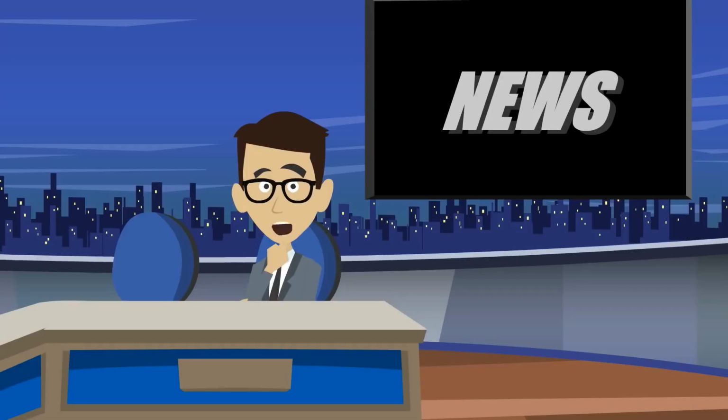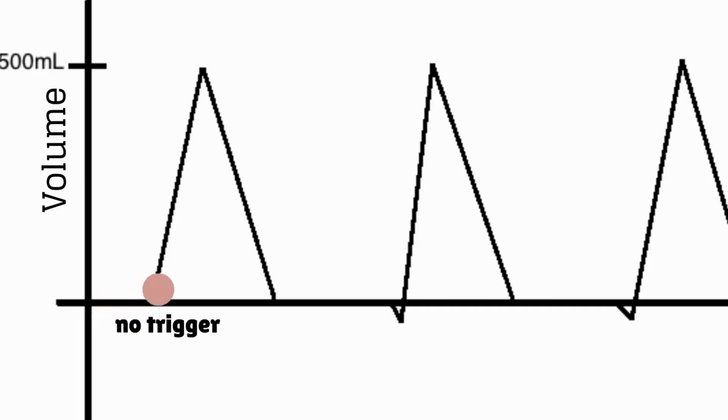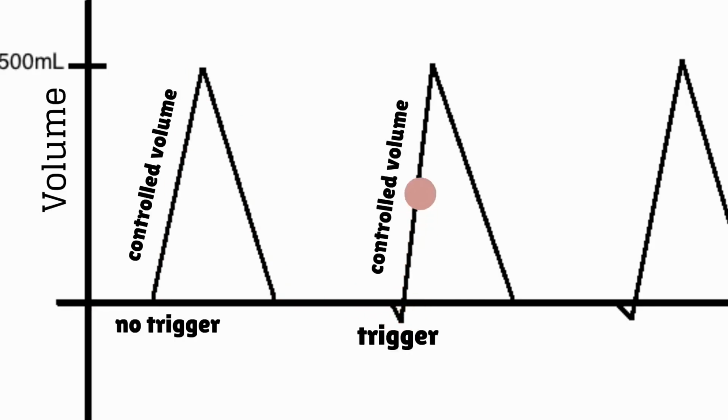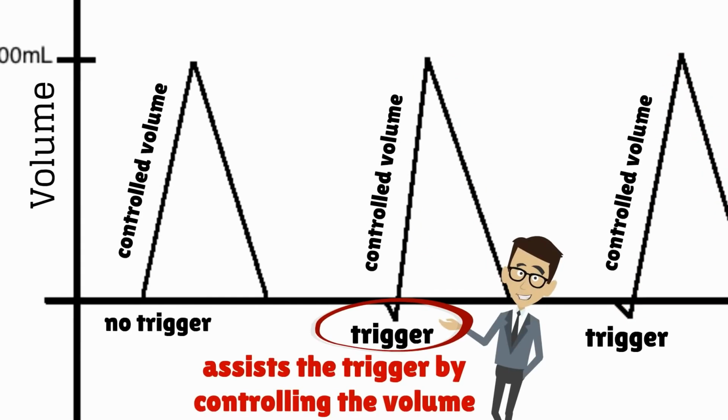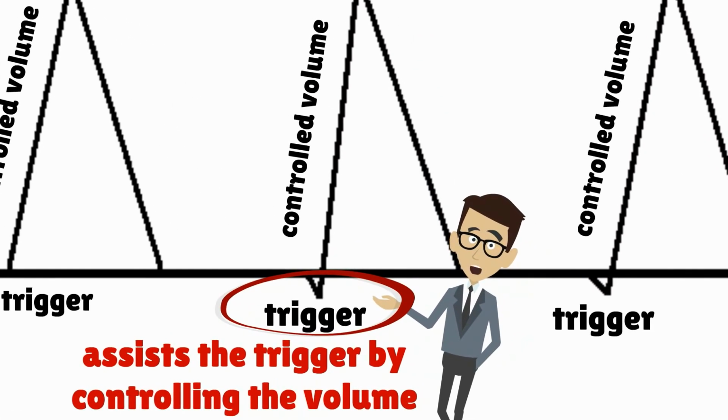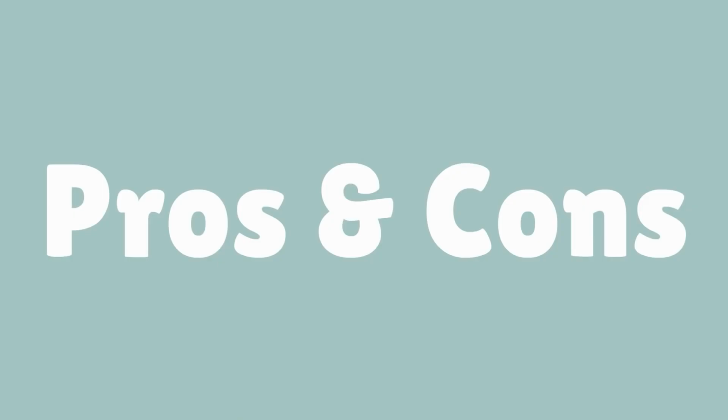So let's look at the difference between a breath that is delivered in the AC mode versus the SIMV mode. In volume AC, the AC stands for assist control. And in this mode, when the patient reaches the trigger, the ventilator will assist the patient's effort by giving the set controlled tidal volume. In other words, it assists the patient by controlling the amount of volume the patient receives. What are some pros and cons to this?